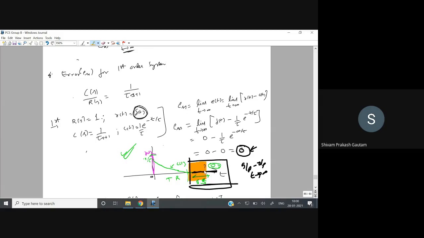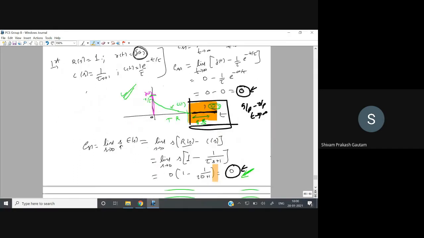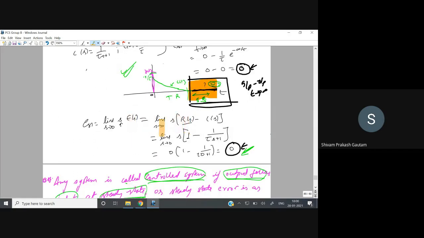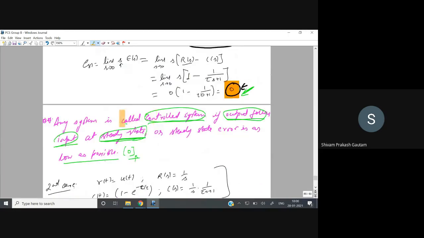We can also justify our error by plot. You can see output is equal to input at steady state. So we have also done it by using final value theorem. In both the cases, we are observing that error is coming out to be the same, right? 0 and 0. So we have seen one definition. What is a controlled system? If someone asks you what is the meaning of a controlled system, your reply should be: a system is called a controlled system if output follows the input at steady state, or the steady state error should be as low as possible. This is our definition of a controlled system.